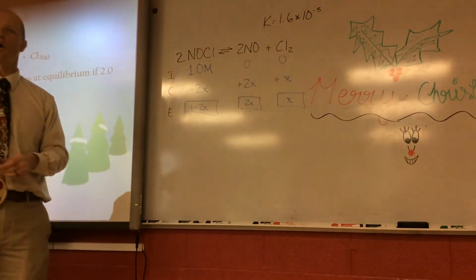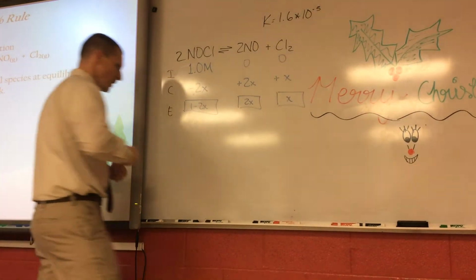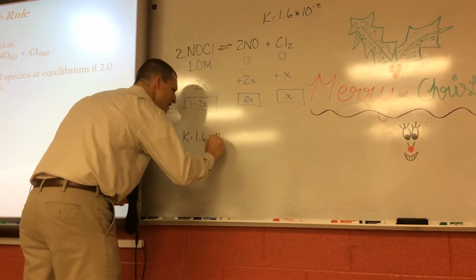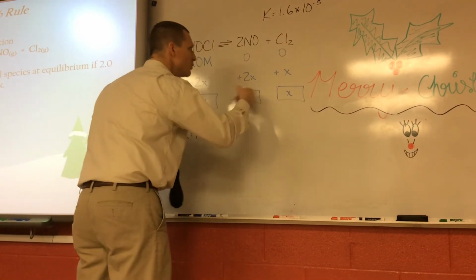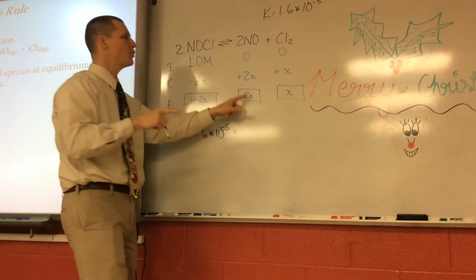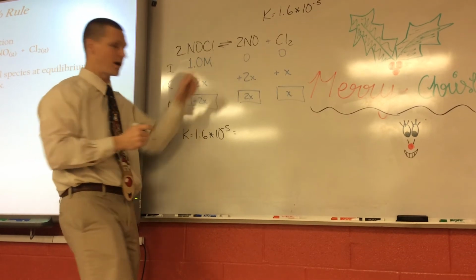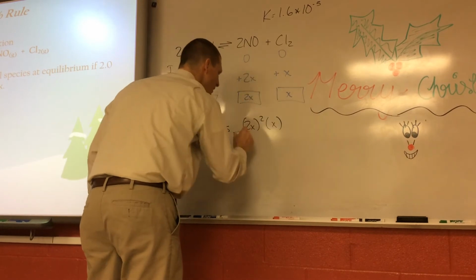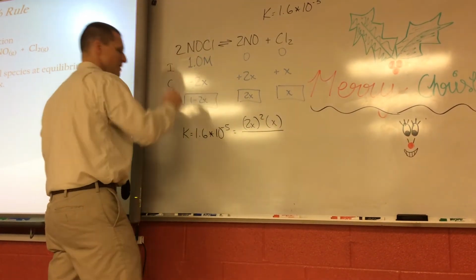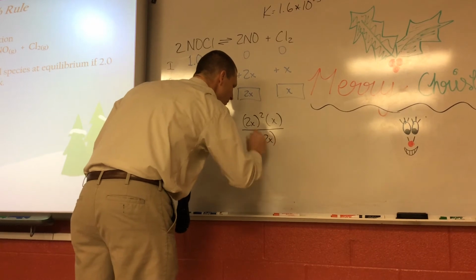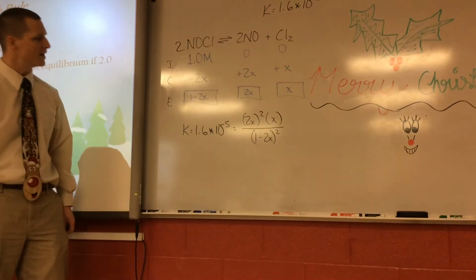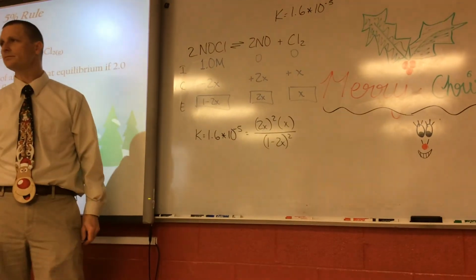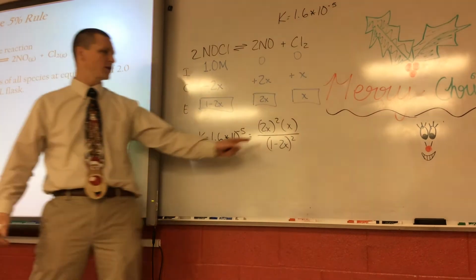So, doing the math, we have K, which is 1.6 times 10 to the negative fifth, equals the products over the reactants. This term is 2x, but it has a coefficient of 2, so it gets squared. So it's 2x quantity squared times x to the first power, over 1 minus 2x, which has a coefficient of 2. What is that? Oh, quadratics. How's that look? This is not a quadratic. It's a cubic polynomial. You're going to have 3 x's up there.